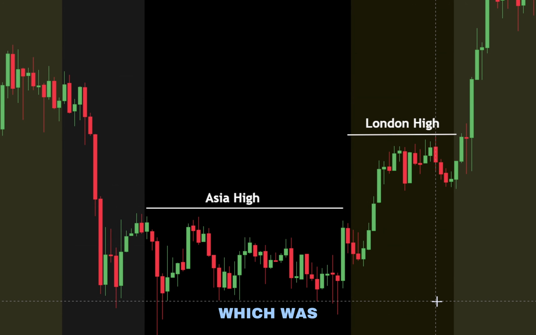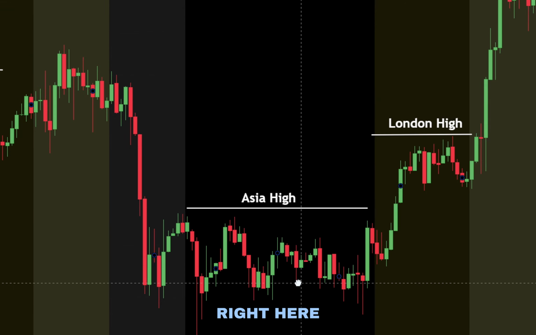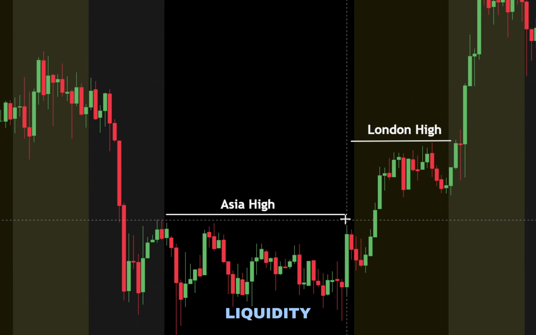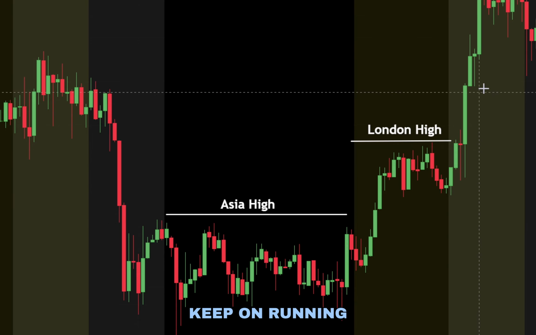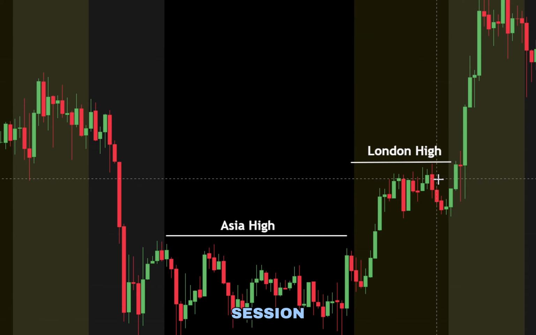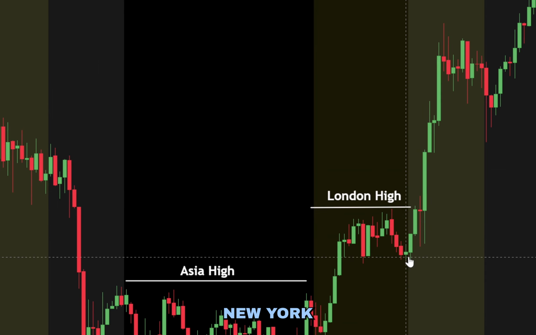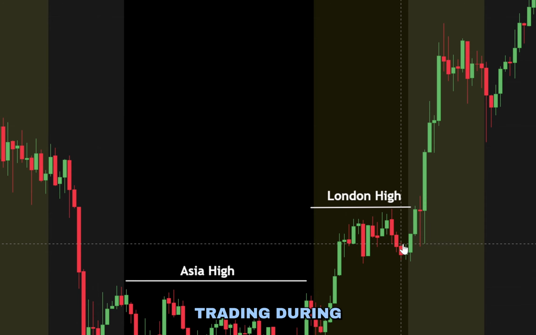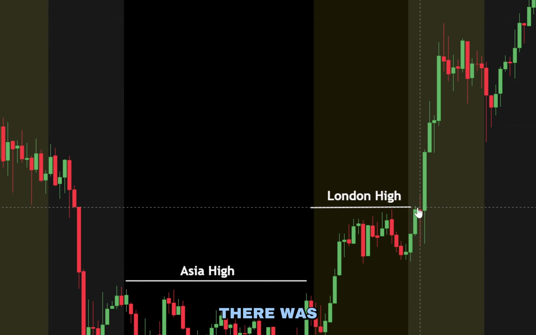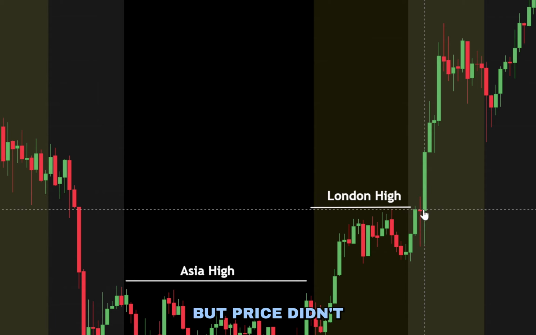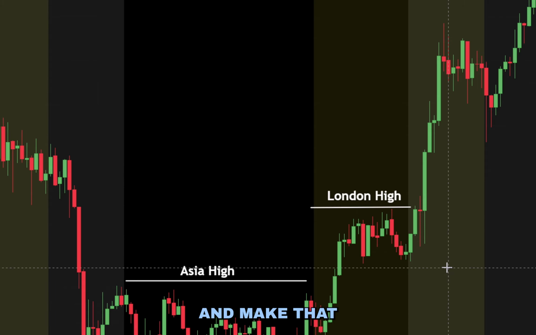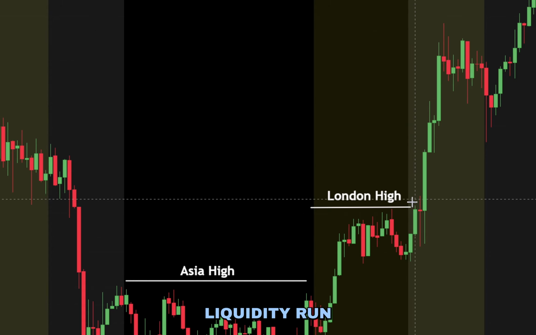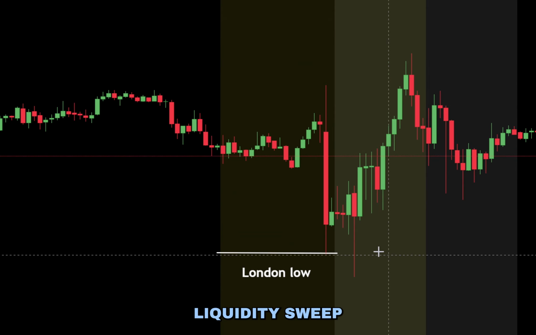So on this day, which was just Tuesday, we have Asia high right here, and we also have London high. But what do we see price do during London? We sweep liquidity, which is the Asia high, but we just keep on running. Same thing inside of the London session. In New York, we come into New York, sweep liquidity, reject for a little bit, but then keep on running. If you were live trading during this time, once we swept, there was a little bit of an inducement, but price didn't fully reject and make that move lower. It just kept on running higher and higher and higher. So this is an example of a liquidity run. On this example, we have an example of a liquidity sweep.